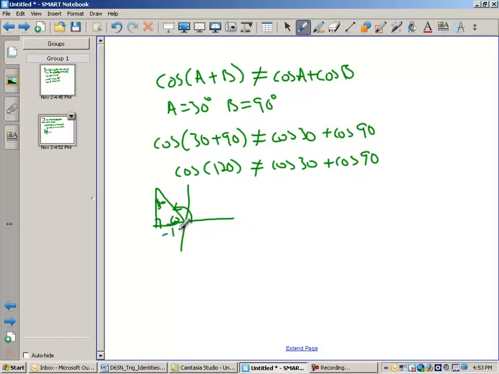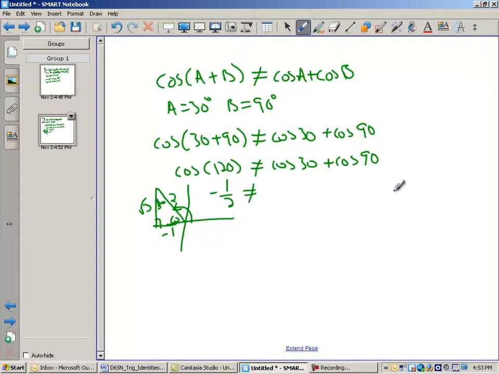Across from the 30, we're going to put a -1. Why is that negative, I wonder? Across from the 60 is the square root of 3. The hypotenuse is 2, never negative on the hypotenuse. Cosine of 120 is adjacent over hypotenuse. That's -1/2.